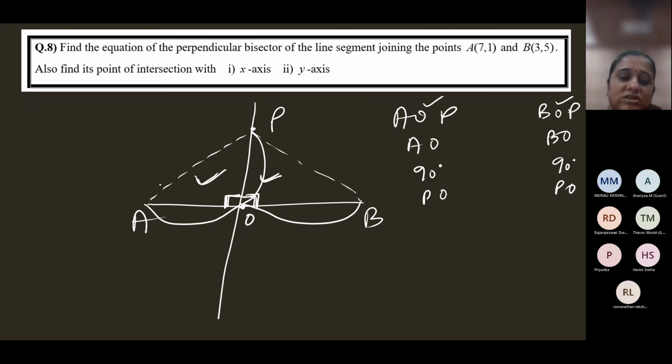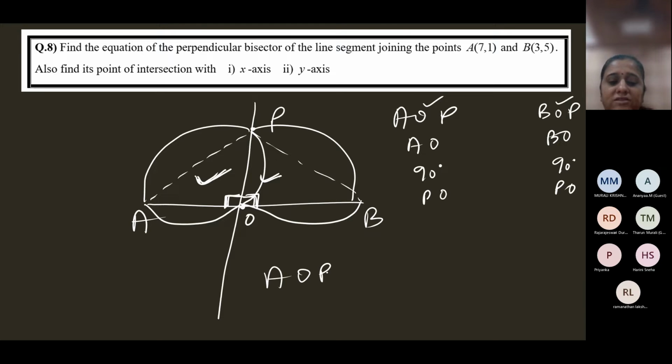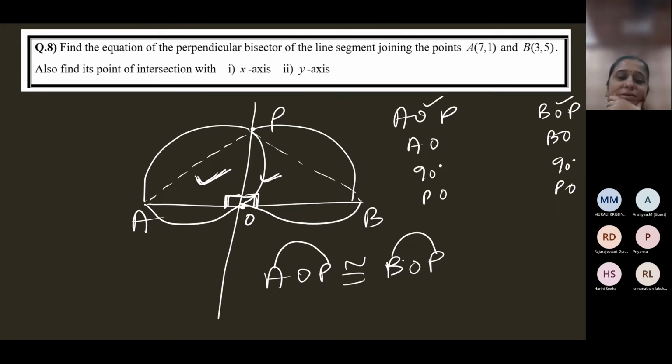So if the two triangles are congruent to each other, their corresponding sides and corresponding angles are also equal. CPCT. So now that the triangles are congruent, PA is equal to PB. See, how do you write congruency? Triangle AOP is congruent to triangle BOP. So you can see here, therefore AP is equal to BP, CPCT. So that is the condition. AP is equal to BP is the condition.